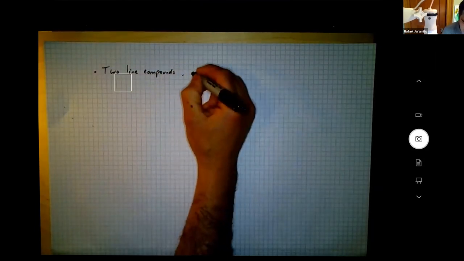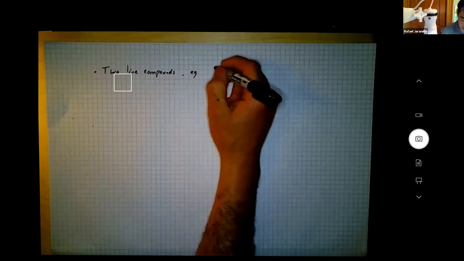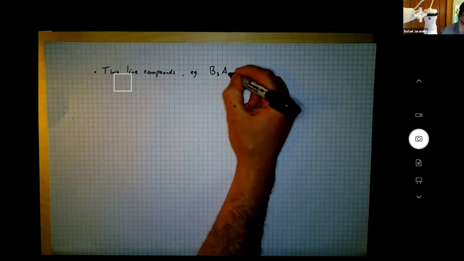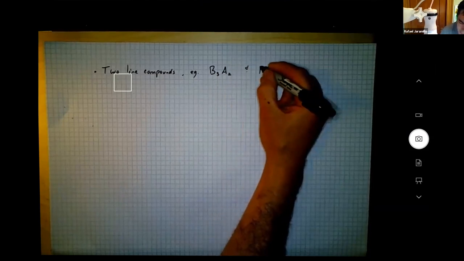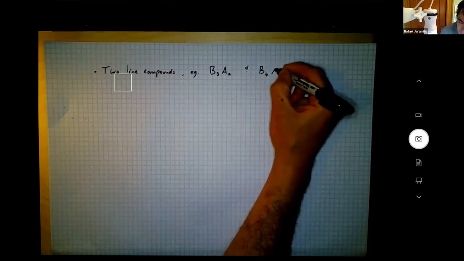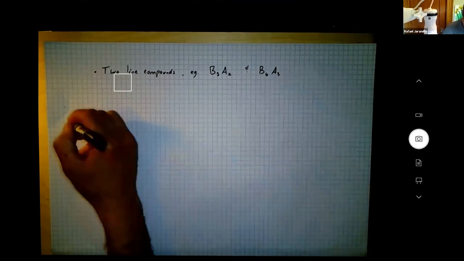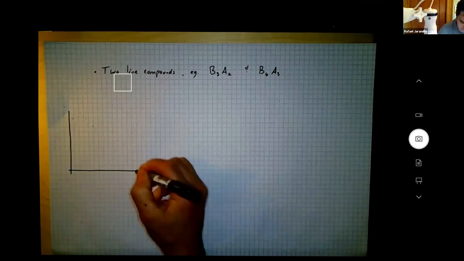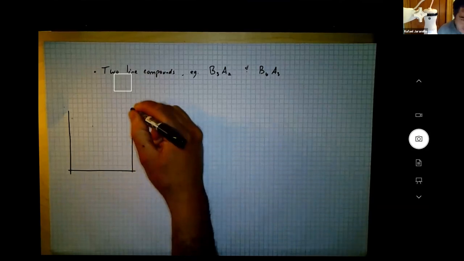I drew an unnecessarily complicated example. Let me just follow through on that. B3A2 and B4A3. How did I come up with that? Well, I sketched an imaginary phase diagram, and I had to follow through on my sketch.